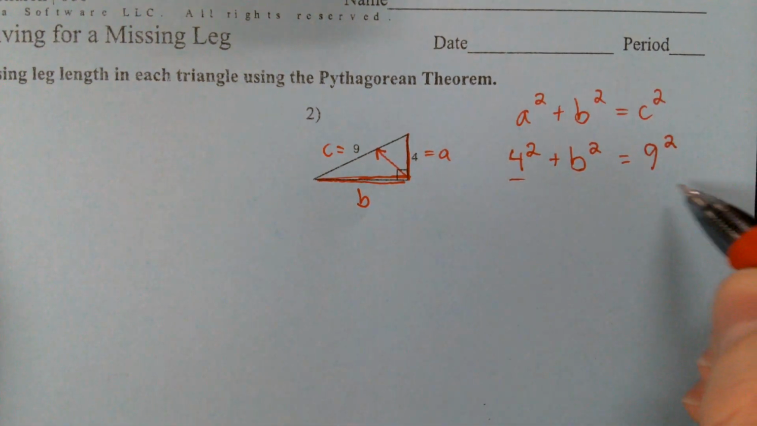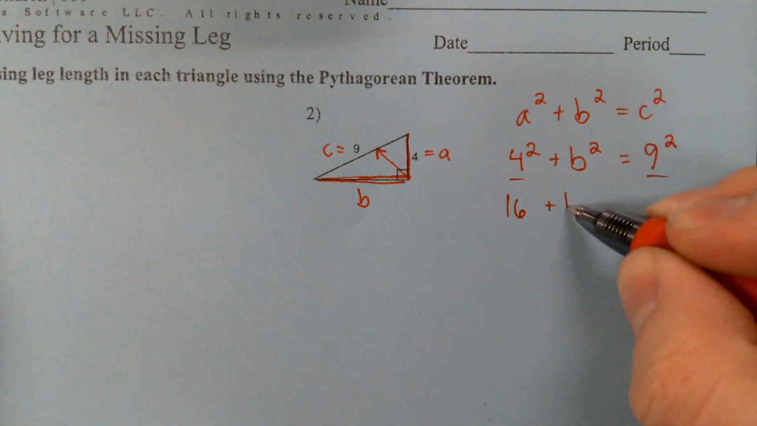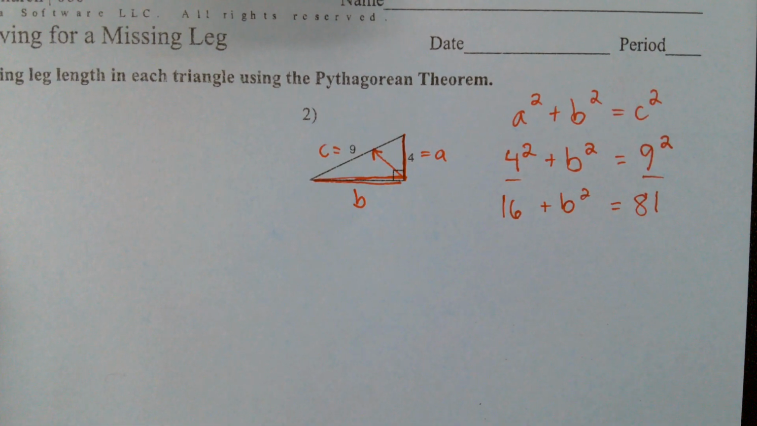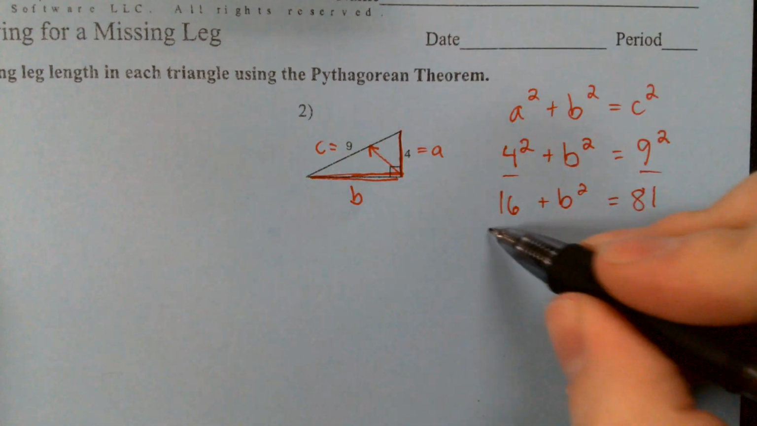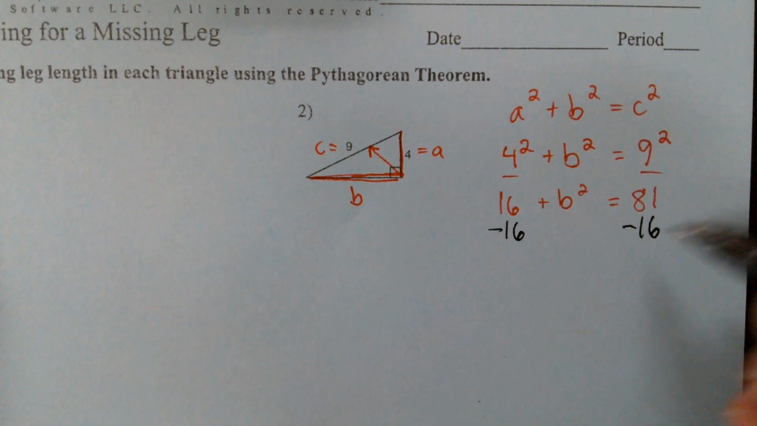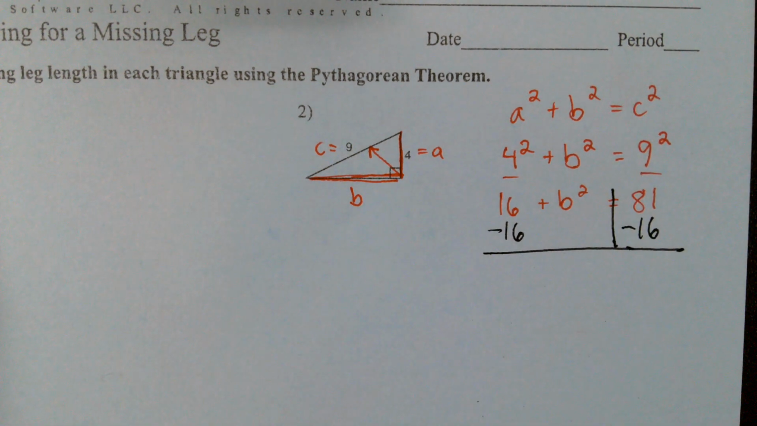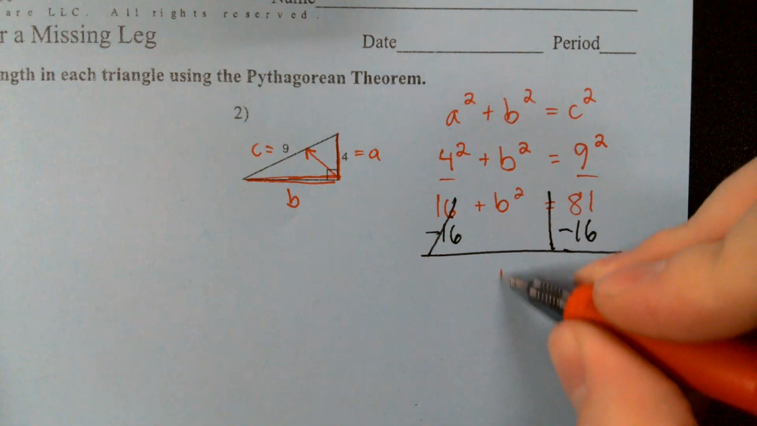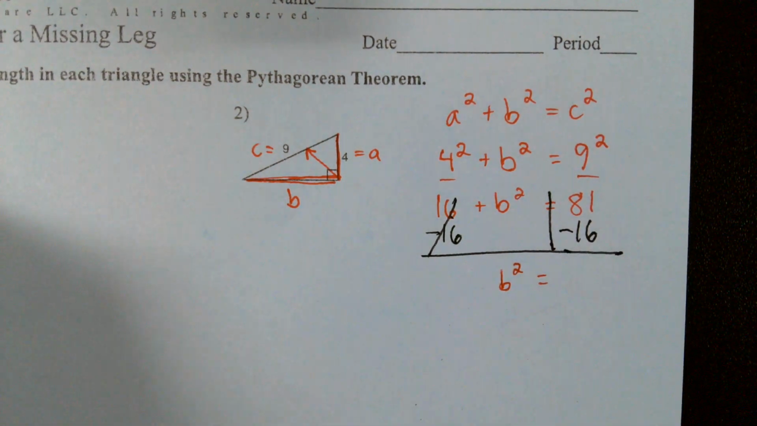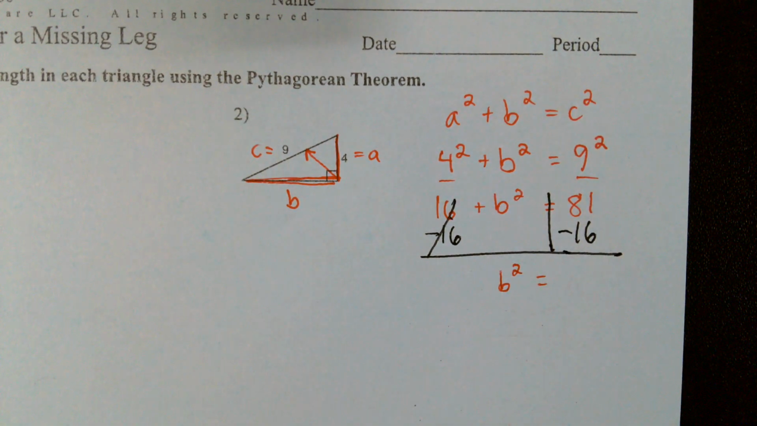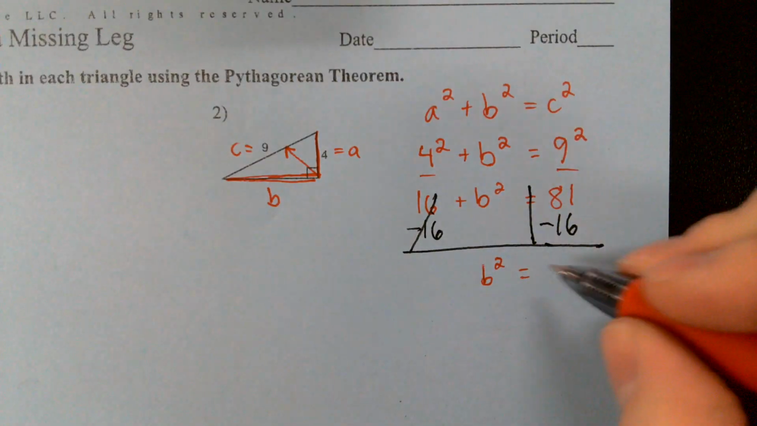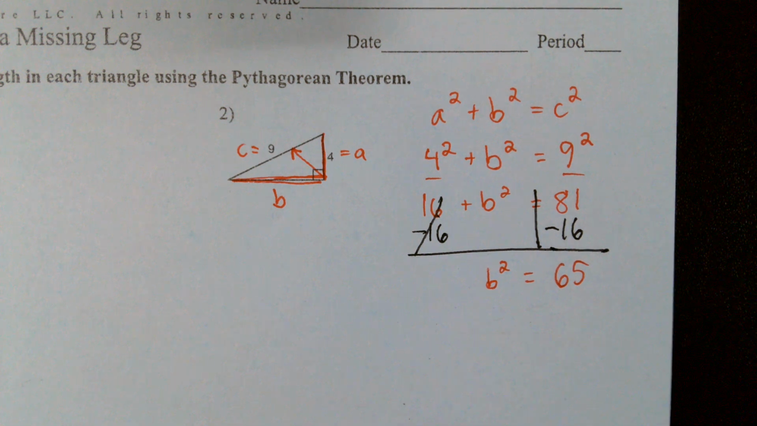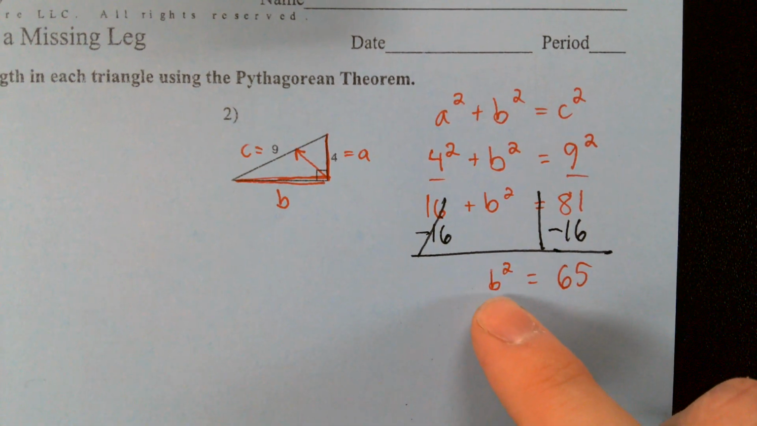Now we just do these exponents. 4 squared gives us 16. 9 squared gives us 81. And then we can subtract 16 from both sides. Right, just like our equation solving days. These 16s cancel out, leaving us with B squared on the left. 81 minus 16 gives us 65 on the right. Now we got to get B all by itself.